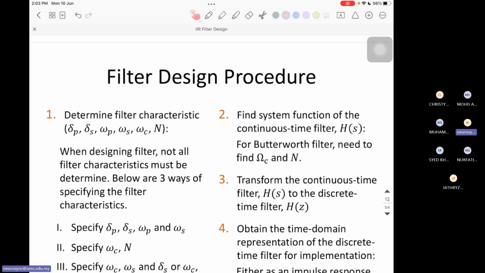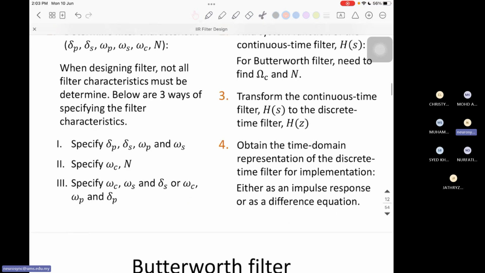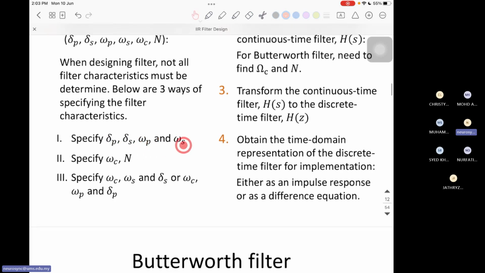When designing a filter, not all filter characteristics must be determined, but below are the three ways of specifying the filter characteristics. The first way is to specify the pass band ripple, the stop band ripple, the pass band frequency, and the stop band frequency.